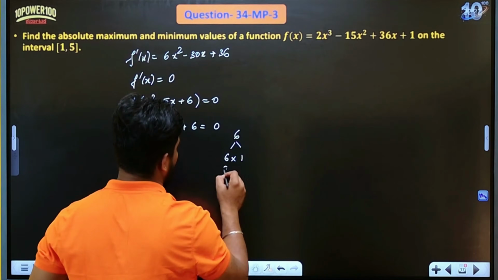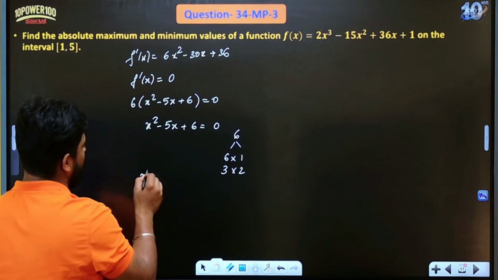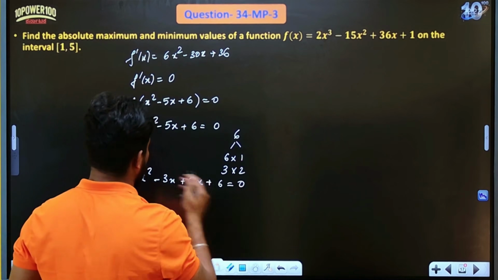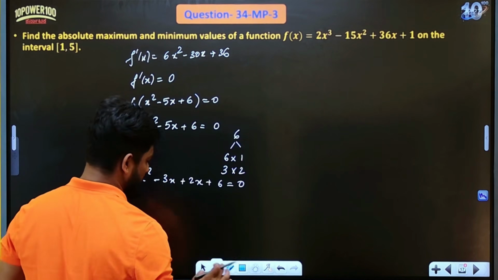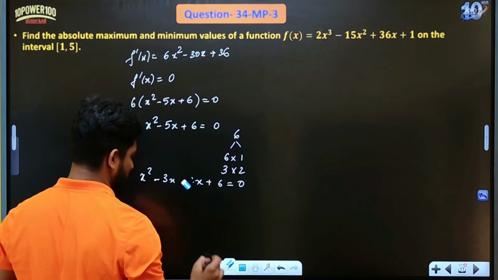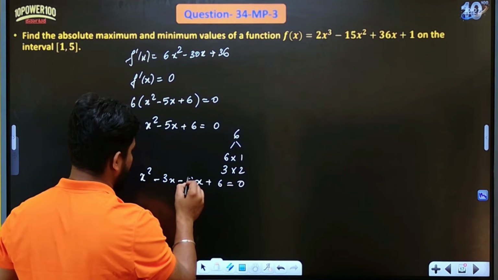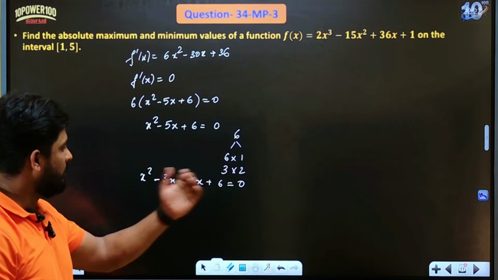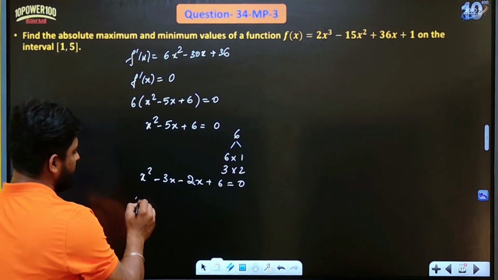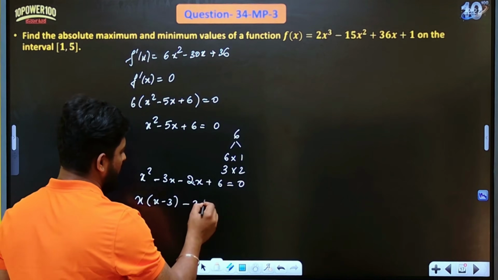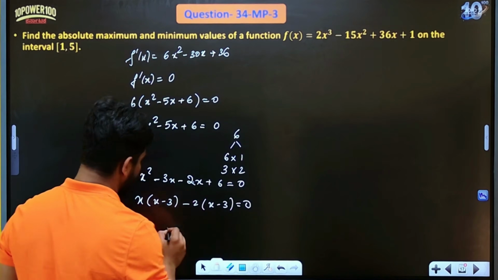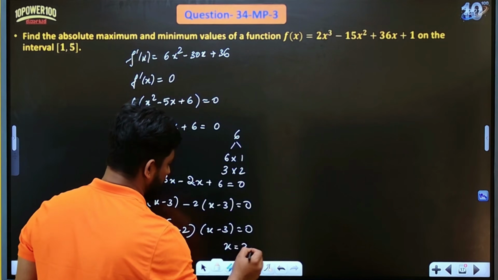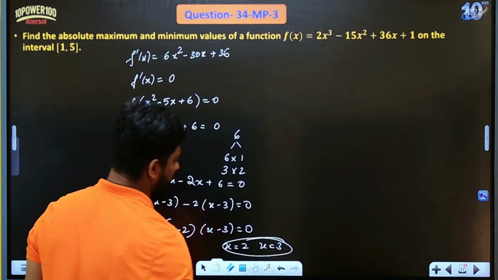In that case we'll take 3 into 2 also. So x square minus 3x minus 2x plus 6 is equal to 0. We'll take minus 2, this also we take minus. 3 minus 2 becomes minus 5, and 3 times 2 is 6 also. So x of x minus 3 minus 2 of x minus 3 is equal to 0. So x minus 2 into x minus 3 is equal to 0. So x is equal to 2 and x is equal to 3. So two values of critical point we got.